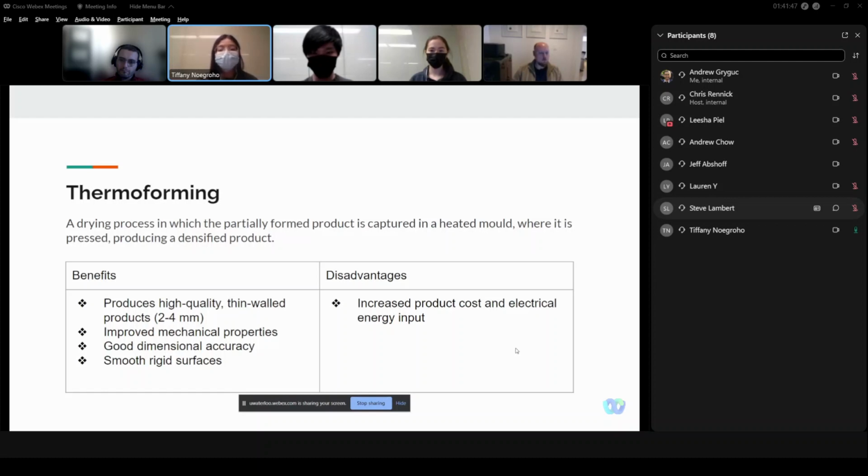For instance, it's ideal for producing a stronger yet thin-walled product, which we'd like, and that's in part thanks to the pressing during the heating process, because that increases the bonding between paper fibers and improves the mechanical properties. The resulting products are much denser, smoother, and also more precise than the free-dried counterparts. However, the main disadvantage of this process would be that it increases the amount of electricity use, therefore increasing costs in terms of drying.